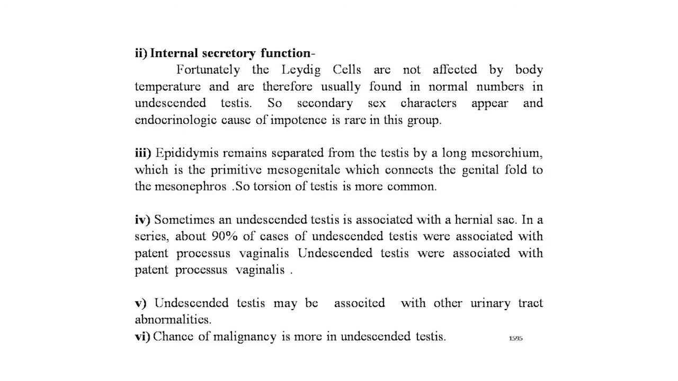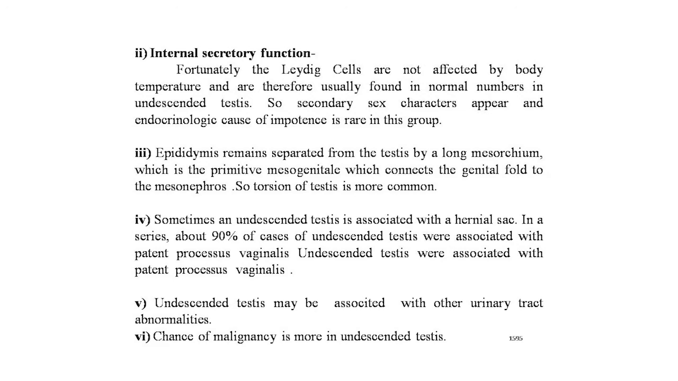Third point in the pathology of the undescended testes is that the epididymis remains separated from the testes by a long mesorchium, which is a primitive mesogenitalis which connects the genital folds to the mesonephros, so torsion of the testes is more common. The fourth point is, sometimes an undescended testis is associated with a hernial sac. In a series, about 90% of the cases of undescended testes were associated with patent processus vaginalis. Fifth point is, undescended testes may be associated with other urinary tract abnormalities. Sixth point is, the chance of malignancy is more in undescended testes.